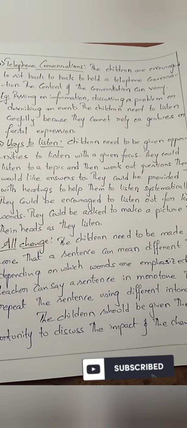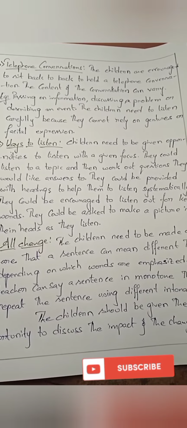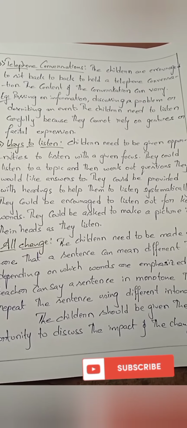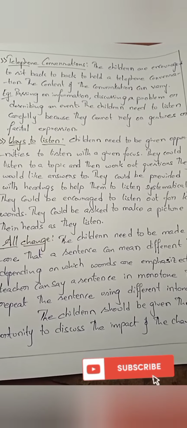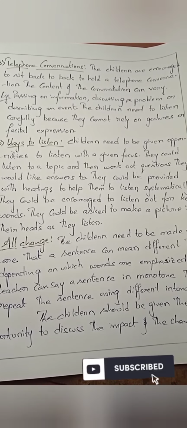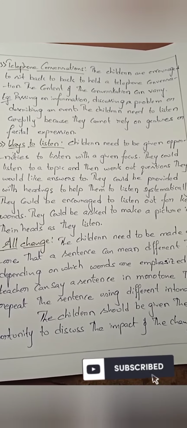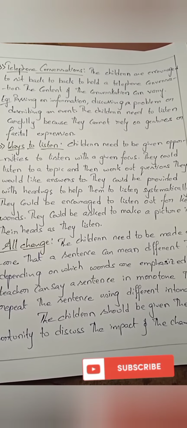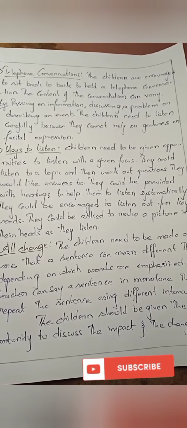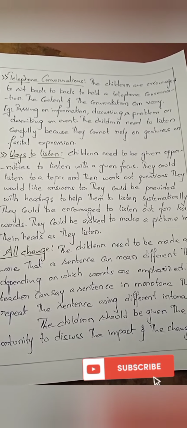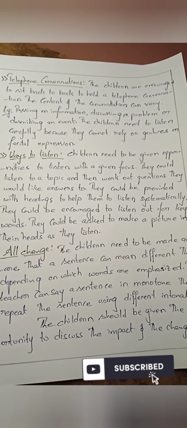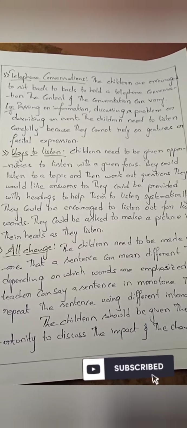Ways to listen. Children need to be given opportunities to listen with a given focus. They could listen to a topic and then work out questions they would like answered. They could be provided with headings to help them to listen systematically. They could be encouraged to listen out for the keywords. They could be asked to make a picture in their heads as they listen.